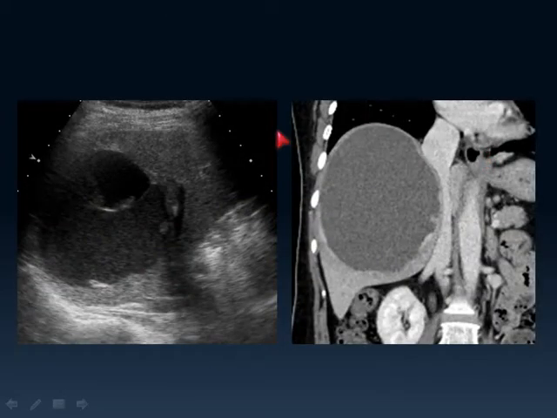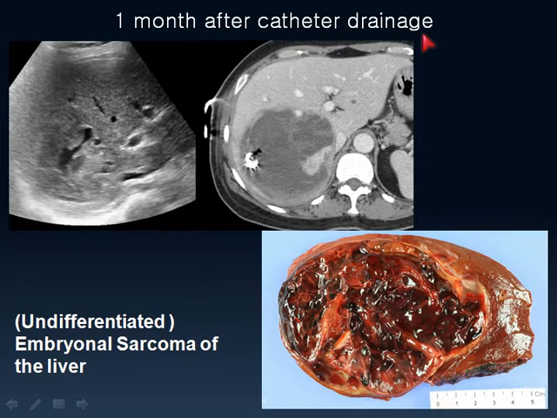This is an example of a cystic lesion. We can see a cystic mass with internal septation and intramural nodule. Contrast enhanced CT shows a cystic mass with enhancing mural nodule. The patient underwent catheter drainage under the impression of complicated cyst. However, the solid portion of the lesion increased in size within 1 month, and the patient underwent surgical resection, and the pathology proved embryonal sarcoma of the liver. Therefore, we have to be careful in evaluating cystic lesions with solid portion.